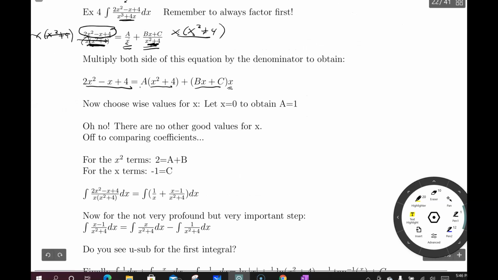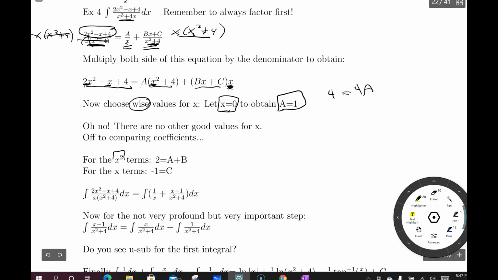All right, so now I'm looking for the x values to choose. Always start with that. I see that 0 is a good number. So if I let x equal 0 on this side, that's gone, so I get 4 from the left side. And if I put x equals 0 here, I get 4a, and so that's how I got a is 1. All right. There are no other good values for x. So do not go choosing random numbers to plug in. You'll just get systems of equations that will be challenging.